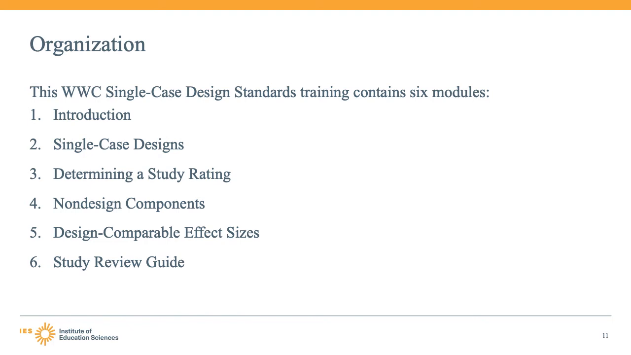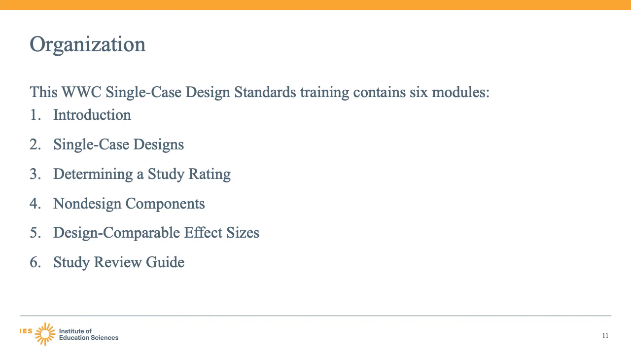The second module focuses on the type of research designs that can be reviewed using the WWC Single Case Design Standards. The module discusses what counts as a single case design study eligible for WWC review. The third module discusses the primary elements of the WWC Single Case Design Standards. This module discusses the key features related to internal validity that determine a single case design study rating.